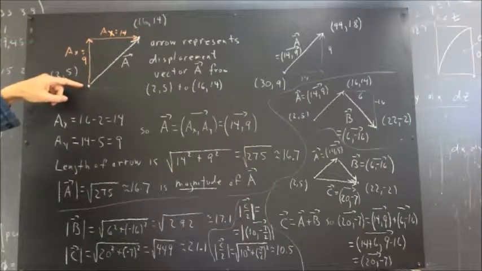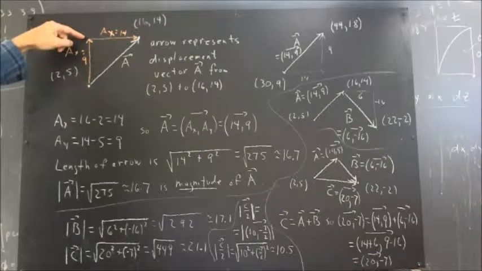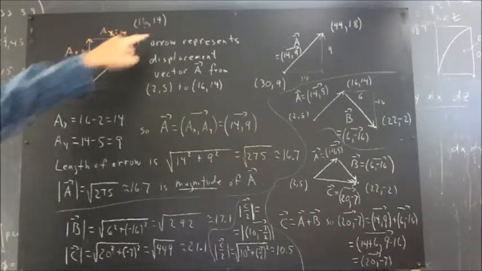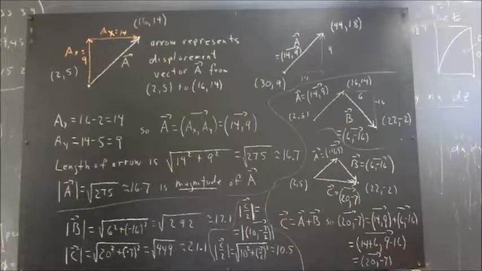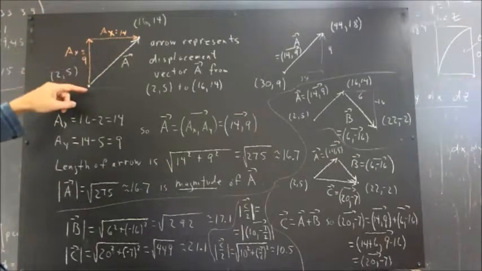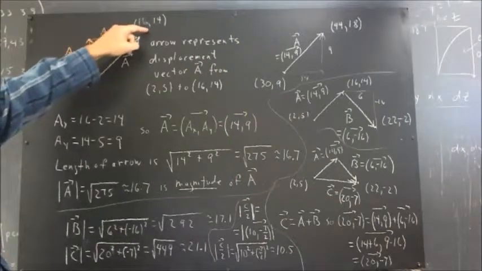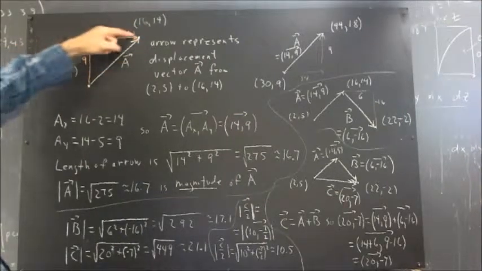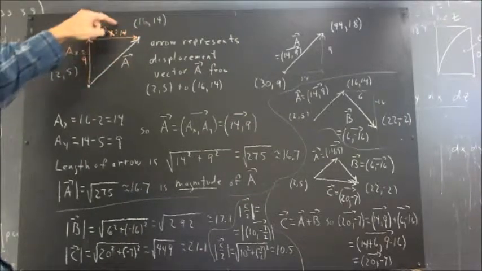To go from y coordinate 5 up to y coordinate 14, we have to go 14 minus 5, or 9 units. And then A sub x is 14. Why? Because we have to go from x coordinate 2 to x coordinate 16. Our horizontal displacement then is 14.